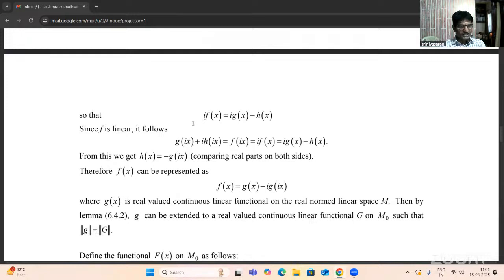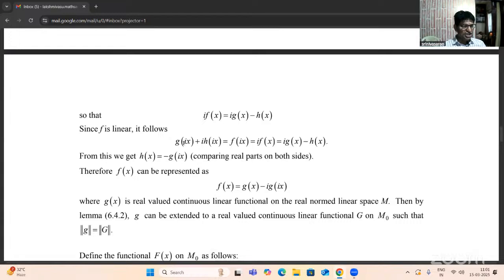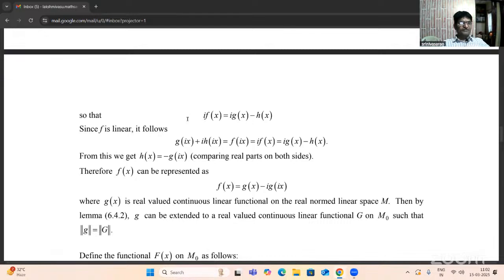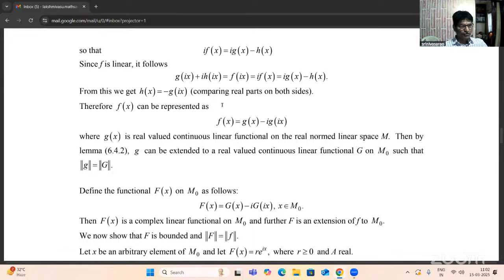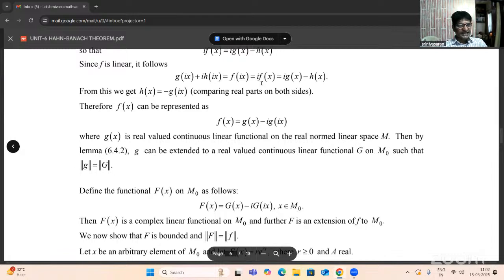So comparing the real parts on both sides, this is the real part, and here the left hand side real part is g of ix. So minus h of x equal to g of ix, and at the same time h of x equal to minus g of ix. Therefore f can be represented as f of x equal to g of x minus, replacing that value, f of x equal to g of x minus i into g of ix.